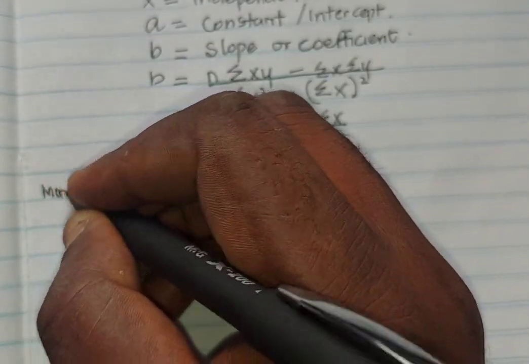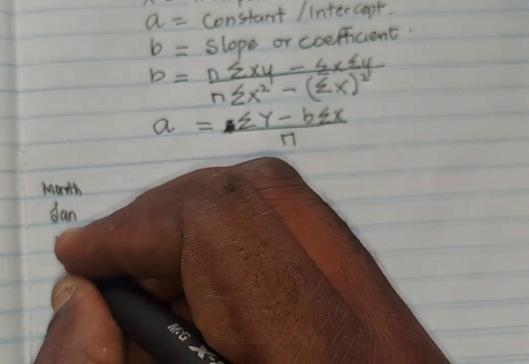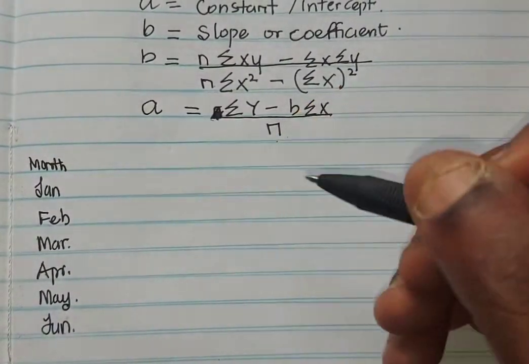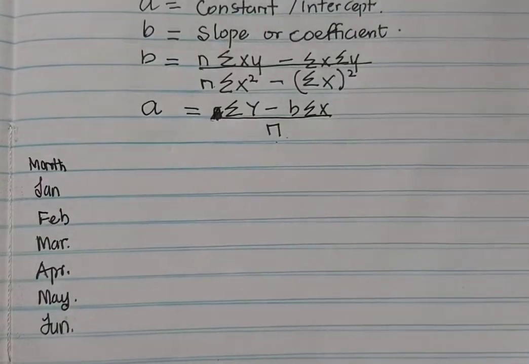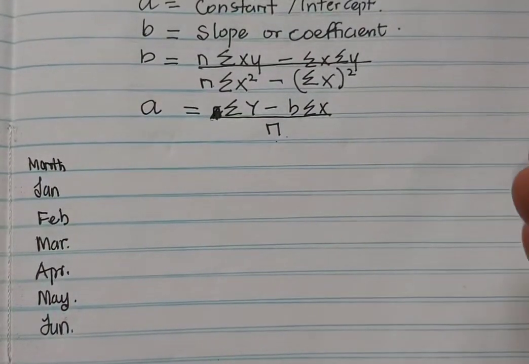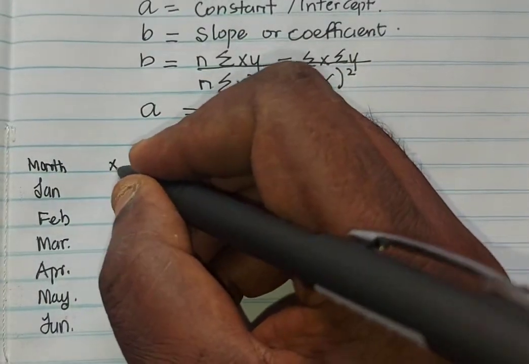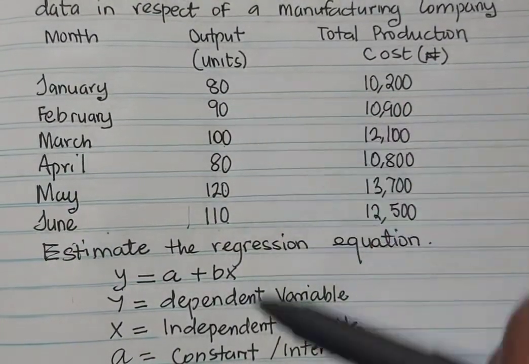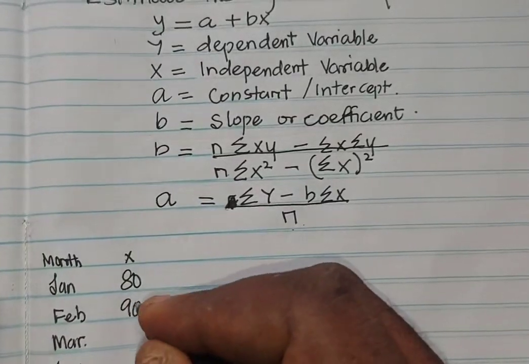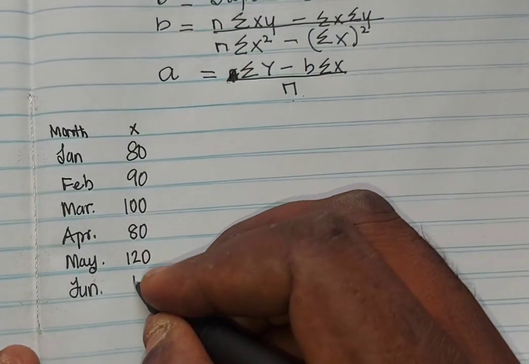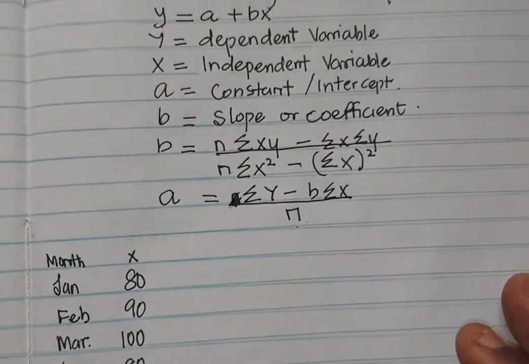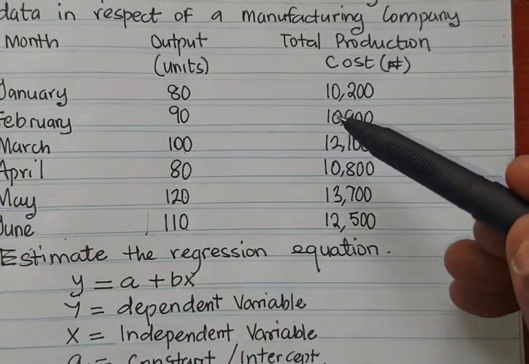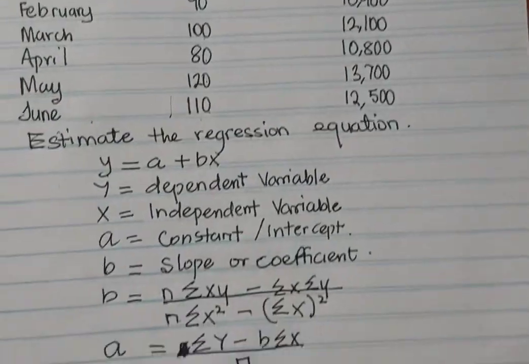Now, based on this formula, we can create another table of solution, which starts from our months: January, February to June. Our independent variable is normally the output, because the cost depends on the output. So you represent that as x, which is our output. Then our dependent variable, y, is represented by the total production cost.